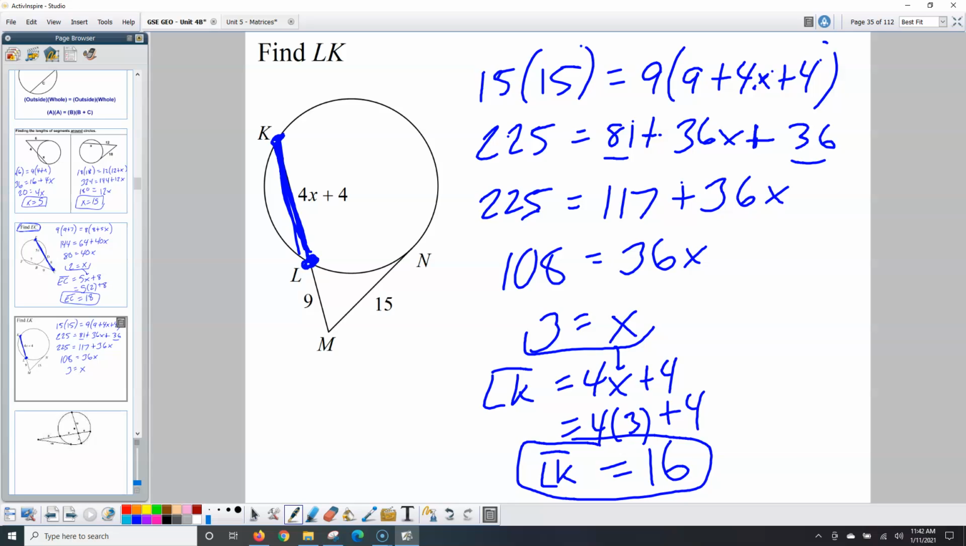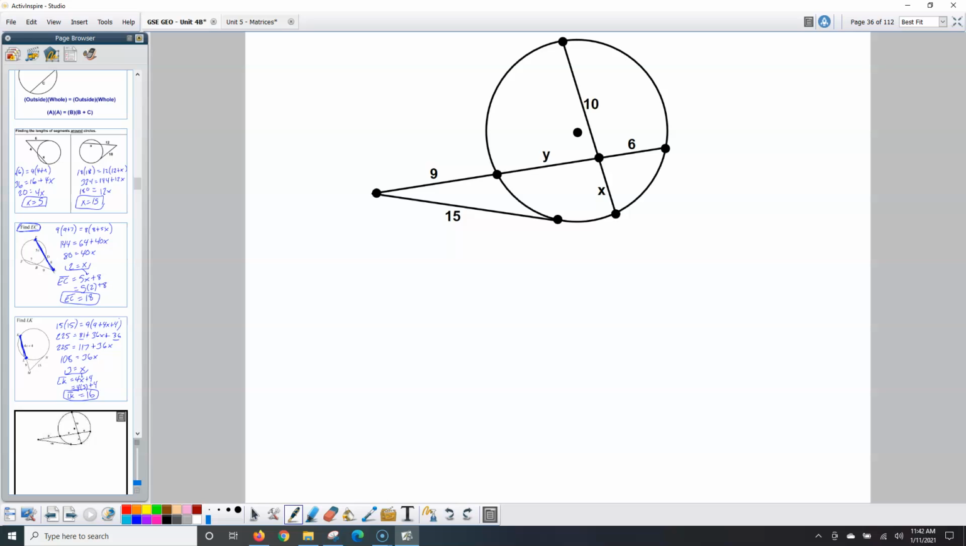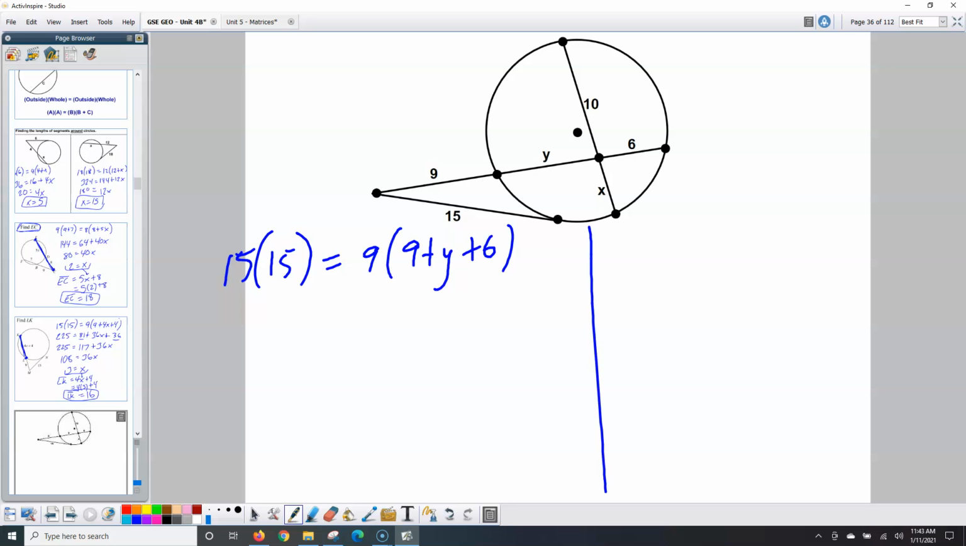Okay. The last style looks like this. I really like the part times part stuff. That's just really easy to me. And if I could, I would say 10 times x equals 6 times y, but that doesn't really get me anywhere. I need more numbers than that. If I look at the outside times whole equals outside times whole, I could say 15 is the outside times the whole thing is 15. And then the outside is 9. The whole thing is 9 plus y plus 6. So I have enough numbers to solve for y here.